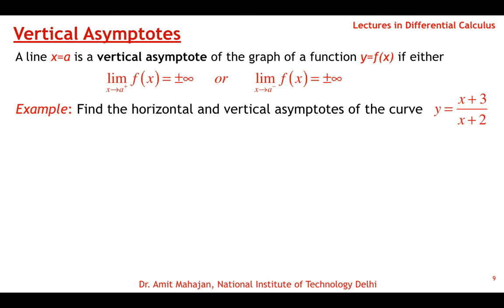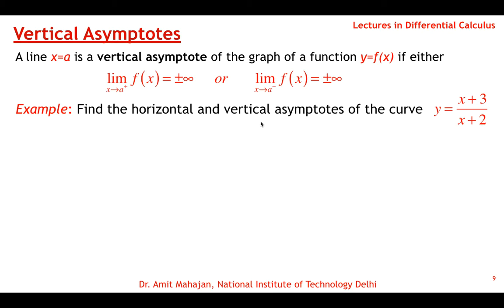Okay, so for example, say we have to find the horizontal as well as vertical asymptotes to this curve y is equal to (x plus 3) by (x plus 2). Now we know that we calculate horizontal asymptotes when x becomes too large either in the plus direction or minus direction. That means the behavior when x goes to plus infinity or minus infinity, and vertical asymptotes when the function grows to plus infinity or minus infinity for any finite x values.